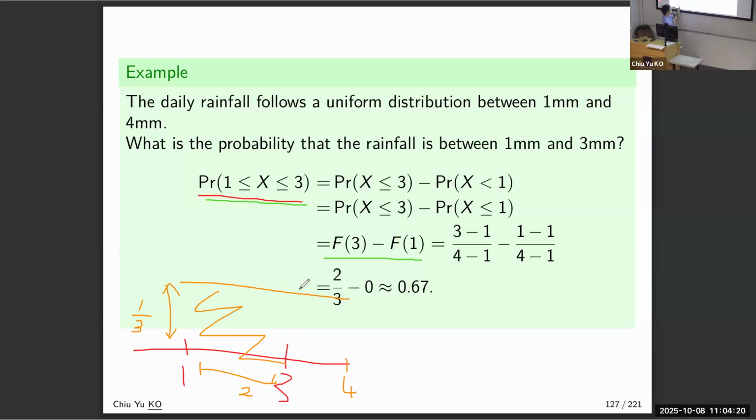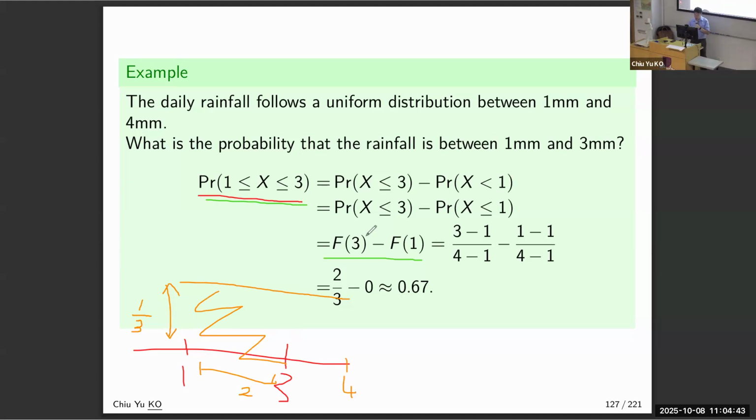It's uniform between 1 and 4, so it's a rectangle, and the height is 1/3. Why 1/3? Because the whole area must be 1, and the width is 3, so the height must be 1 over 3. And you only ask for 1 to 3. The base is 2 and the height is 1/3, so it's 2/3. Or you can apply the formula directly.